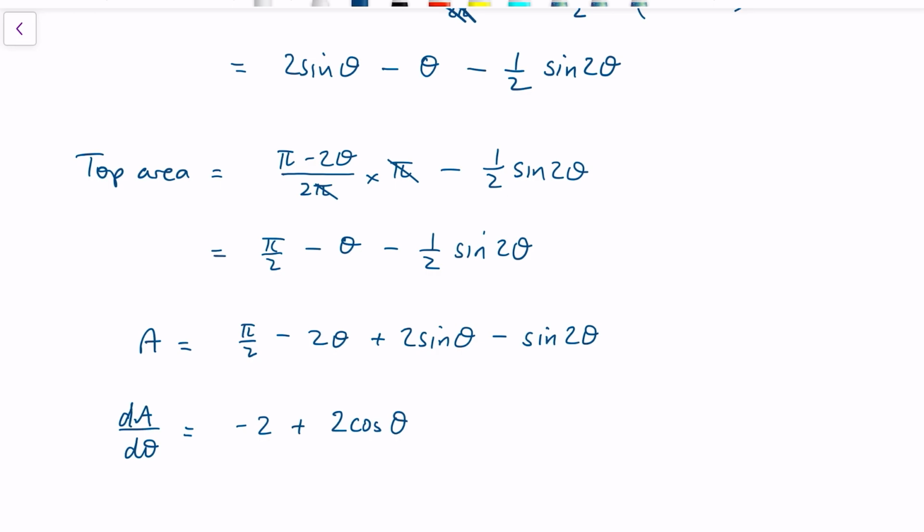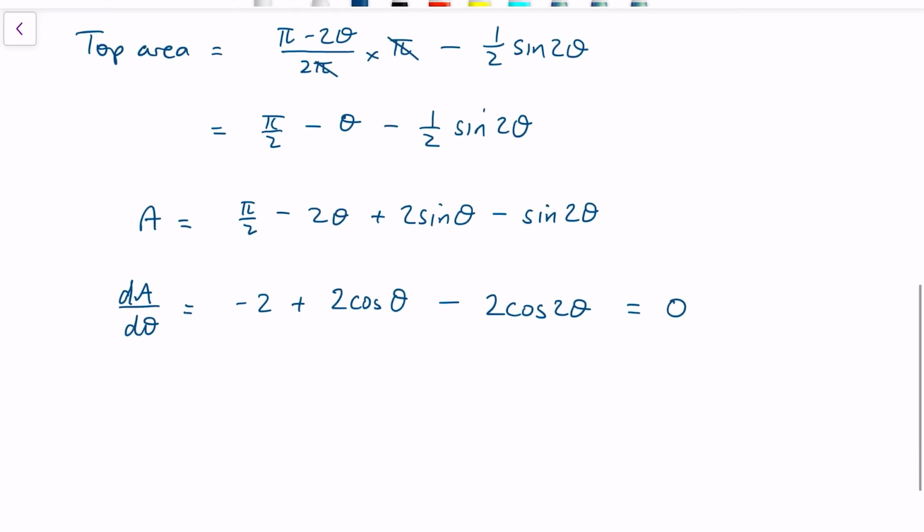And then the last thing we need to differentiate is the sine 2 theta, so it's minus 2 cos 2 theta, and we make that equal to 0. And that's the beauty of scholarship, right? The scholarship problems are across all areas of the curriculum, so something that might look like an integration problem could possibly be solved using other maths.